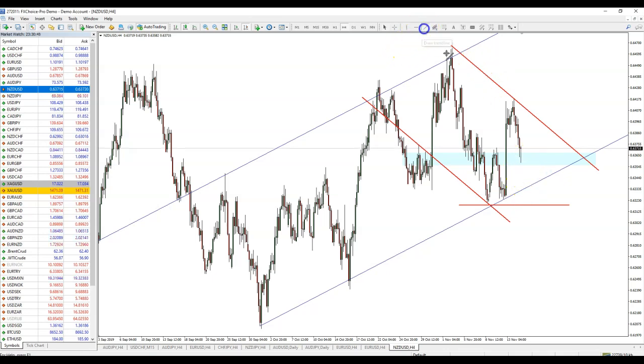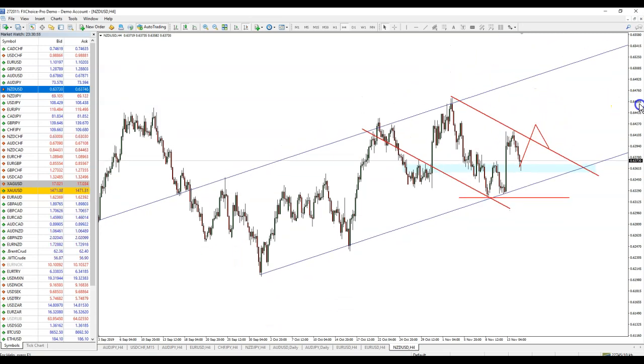and or a breakout to the upside with somewhat of a pullback to our smaller trend line or channel, and then a continuation to the upside. There are many ways to trade channels. Just make it easy.